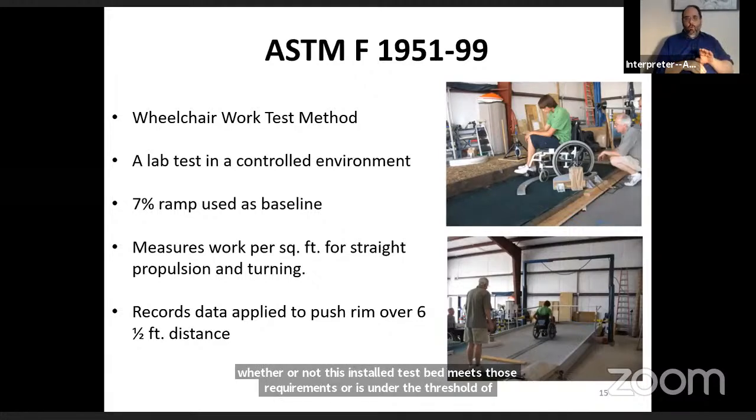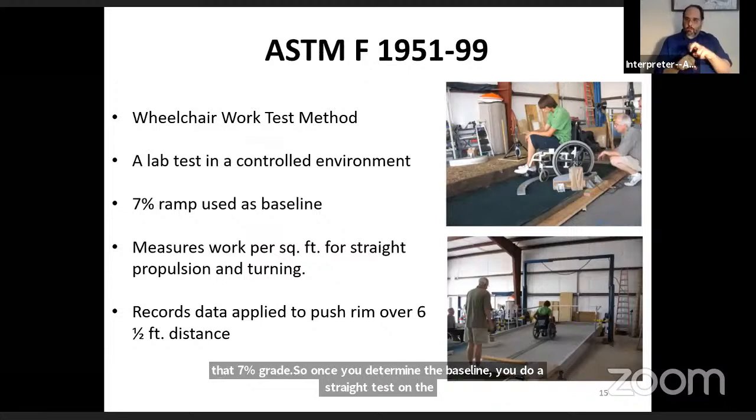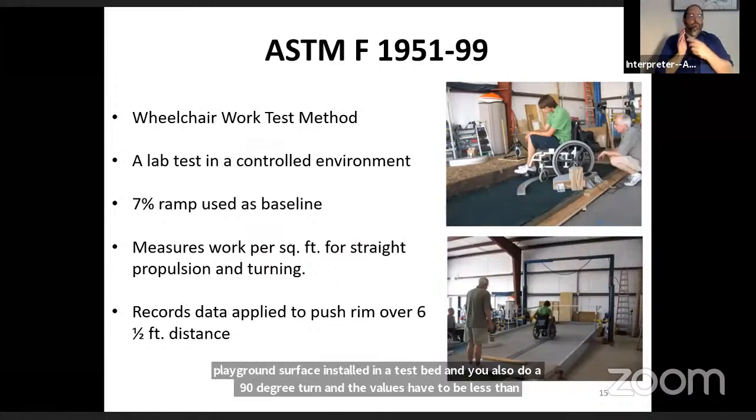So once you determine the baseline, you do a straight test on the playground surface installed in a test bed, and you also do it at a 90-degree turn. And the values have to be less than those required when we're doing this push up a 7% grade. Okay, that establishes the type of surface material that meets the ASTM F1951.